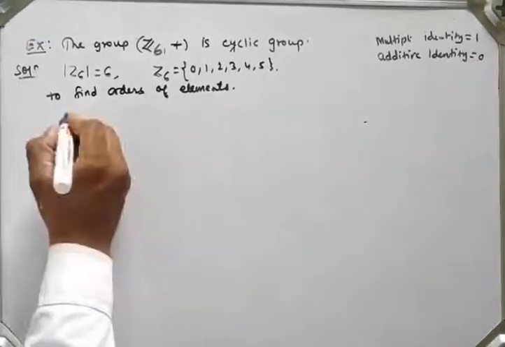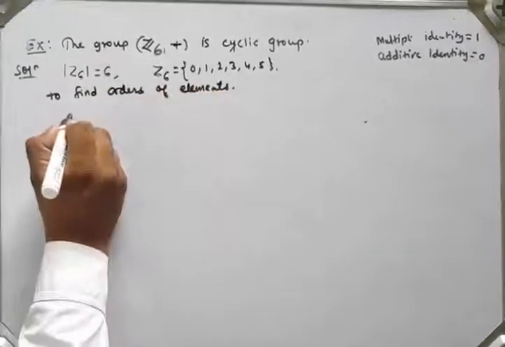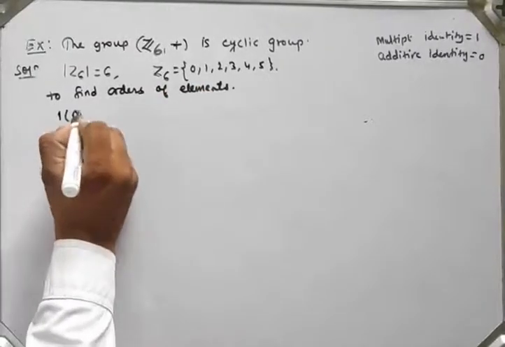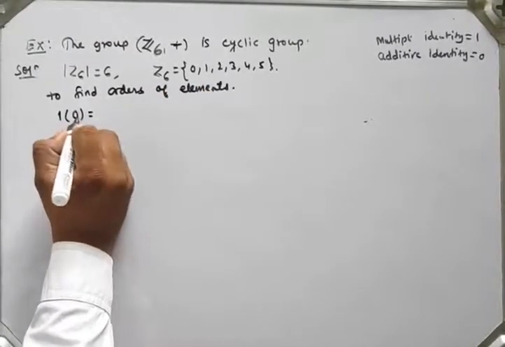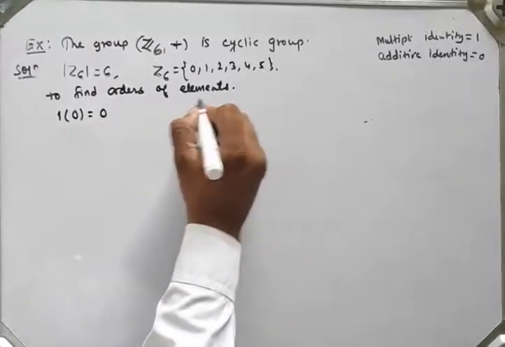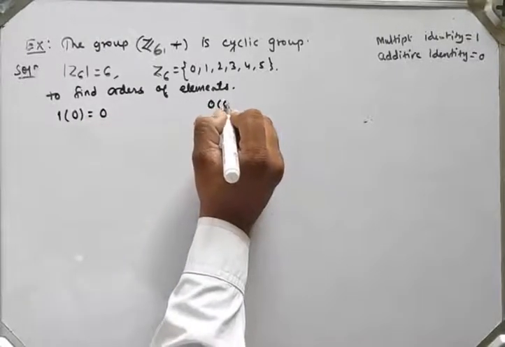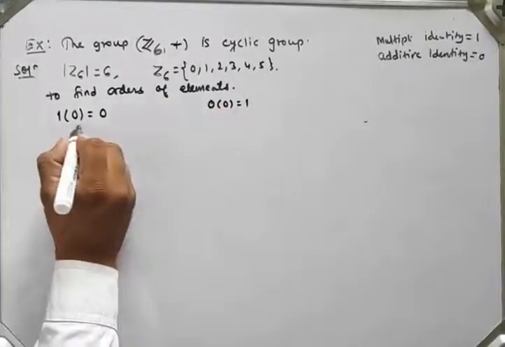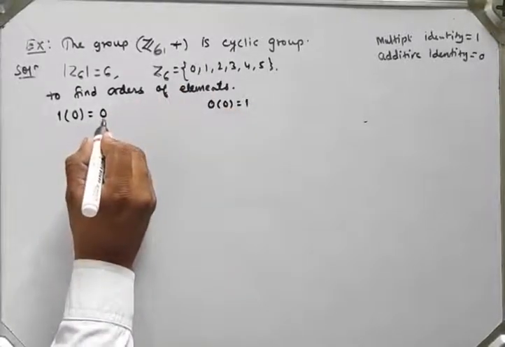So here I will take 0. First I will take 1 into 0. 1 into 0 means addition of 0 one time, which is 0. Here 0 comes, meaning the order of 0 is 1. Now since I get 0, I will stop.